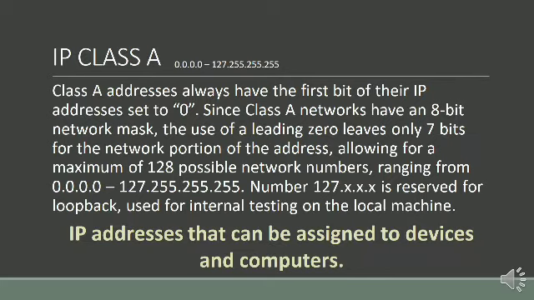IP Class A. Class A addresses always have the first bit of their IP addresses set to 0, since Class A networks have an 8-bit network mask. The use of a leading 0 leaves only 7 bits for the network portion of the address, allowing for a maximum of 128 possible network numbers, ranging from 0.0.0.0 to 127.255.255.255. Number 127.x.x.x is reserved for loopback, used for internal testing on the local machine. Other IP addresses can be assigned to devices and computers.